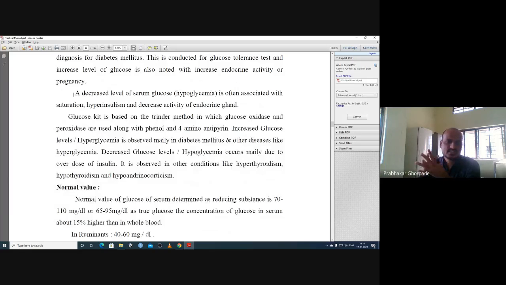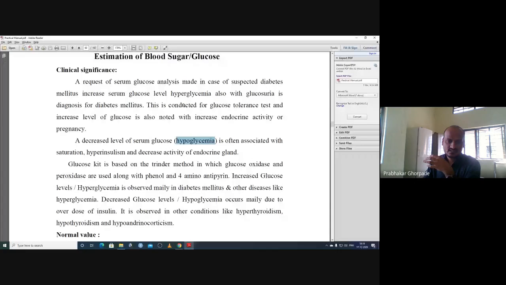A decreased level of serum glucose, hypoglycemia, is often associated with hyperinsulinism and decreased activity of the endocrine gland. So if you have hyperinsulinism, too much insulin is secreted. In that case, your glucose gets entry inside the cell very quickly. Or if you have some endocrine disorder, in that case also the glucose sometimes gets inside the cell very quickly. And in that case, you can have the condition called hypoglycemia.